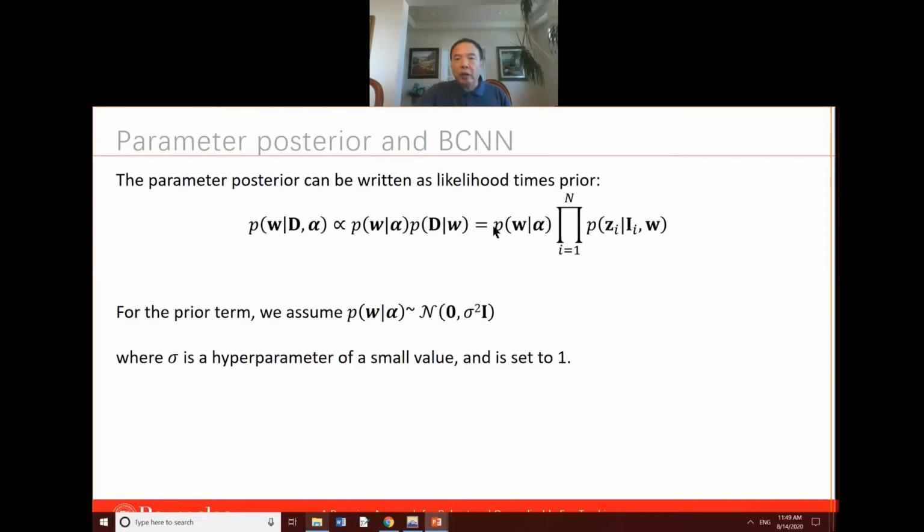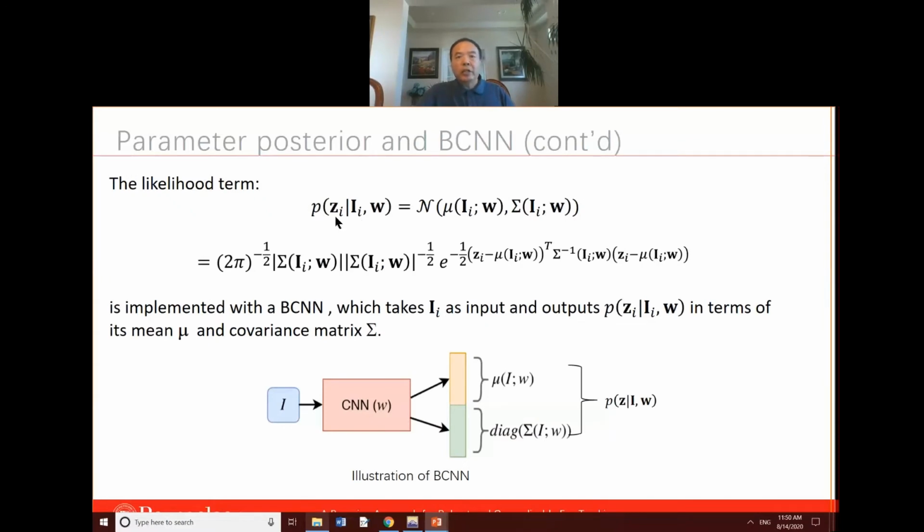So now let's first look at how we compute this term, the prior probability distribution of W given alpha. We follow the convention in Bayesian deep learning. We assume it is a scaled standard Gaussian distribution with mean 0 and covariance sigma squared times the identity matrix. Basically, we assume that each parameter of the Bayesian neural network is independent of the others, and they have mean 0 and the same variance sigma squared. This sigma is the hyperparameter, and typically it is a small value. For this study, we set it to 1. So now this is fully specified. Now we need to look at this probability. This is the likelihood.